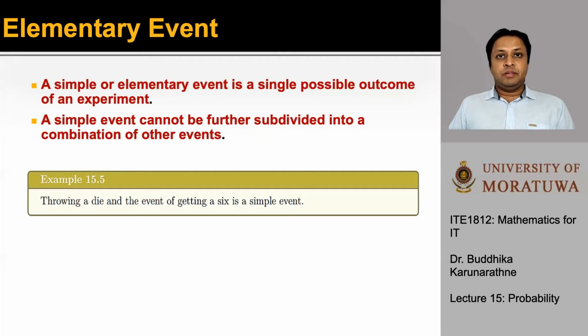Now we introduce elementary event. This is a simple event which has a single possible outcome of an experiment. Another characteristic of an elementary event is that it cannot be subdivided into a combination of other events. This is the simplest form. For example, throwing a die and the event of getting 6 is a simple event. This is not a combination of events.